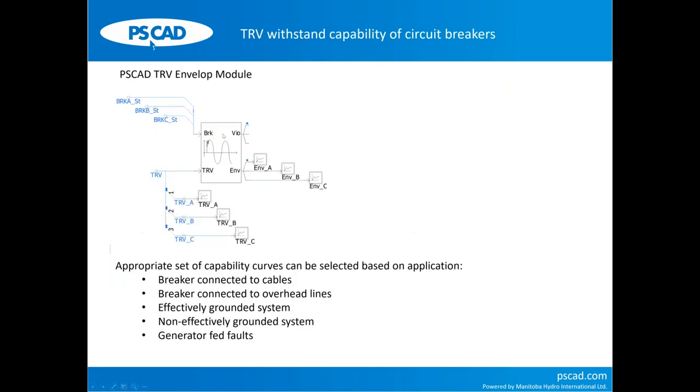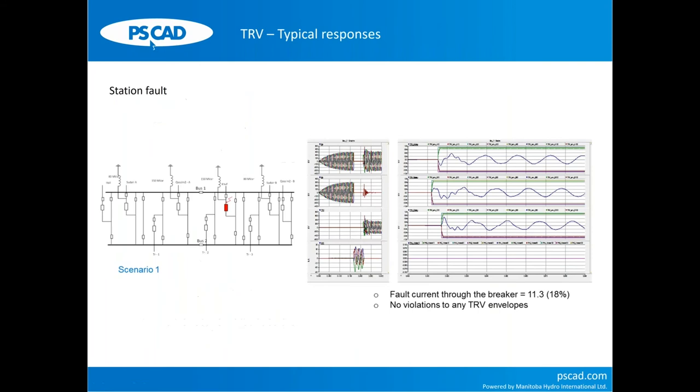This is the TRV envelope module in PSCAD. I don't spend much time here because we can see the model inside the monolith. The one thing is, depending on the breaker and where it's connected, you can select different capability curves. That's defined in IEEE. Whether the breaker is connected to a cable, an overhead line, an effectively grounded system, an ungrounded system, or generator fed breakers. So we will discuss in detail in this example case.